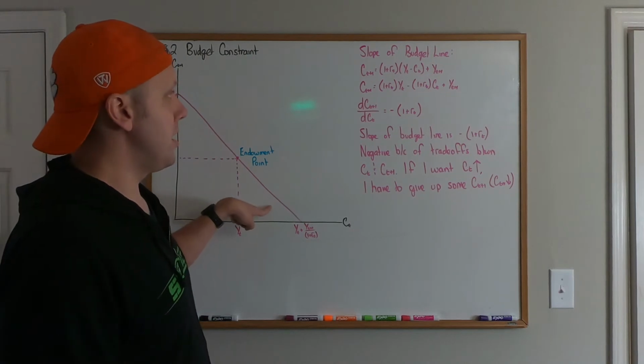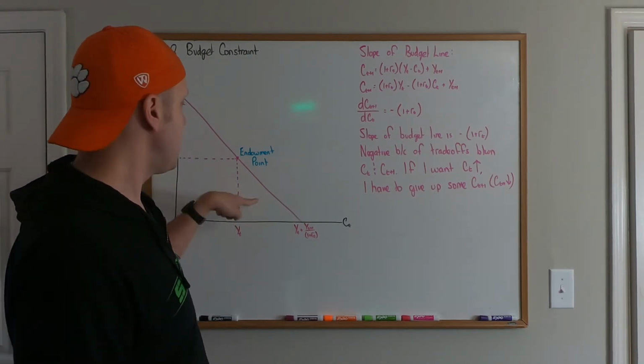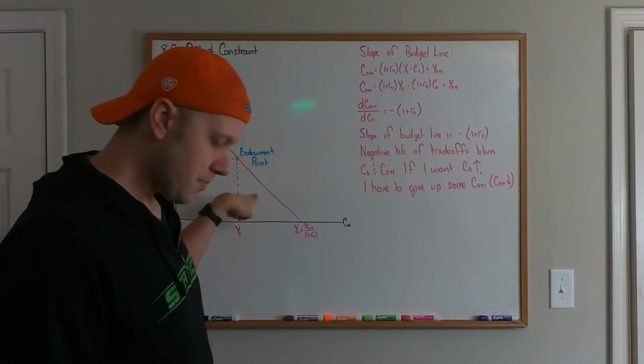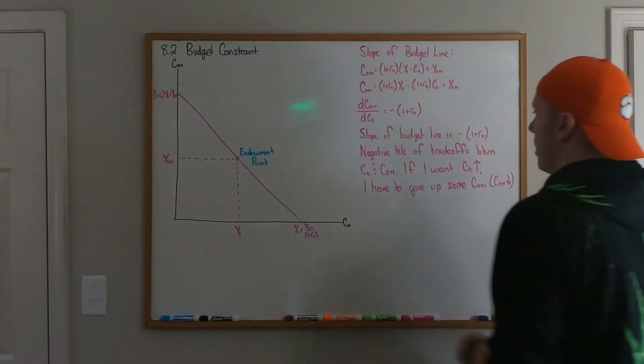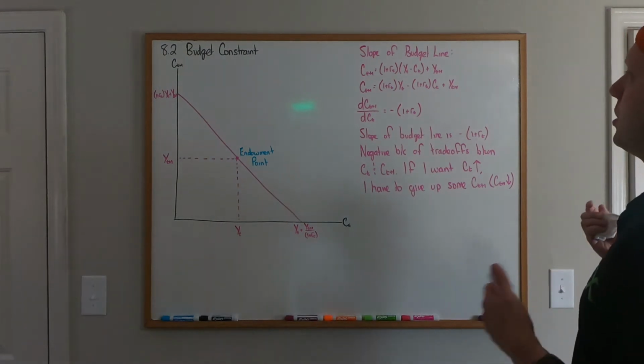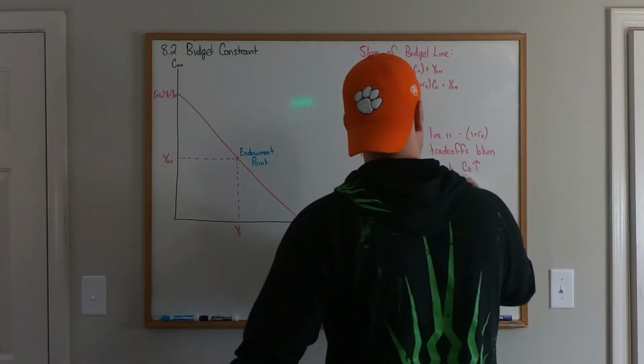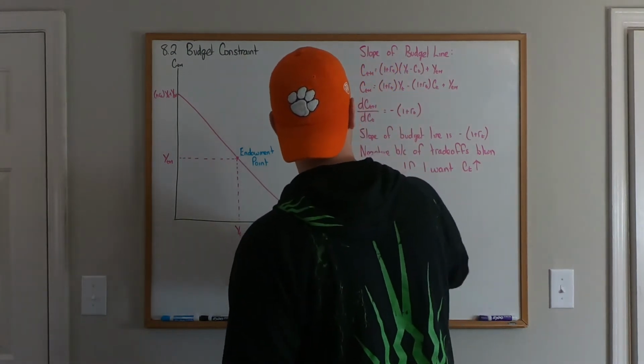That's kind of what the budget line's telling us. You can sort of think of this budget line as alcohol consumption. Holy shit, I'm getting fired. Anyways, so if that's what the budget constraint is telling us, let's go a little bit further with this.